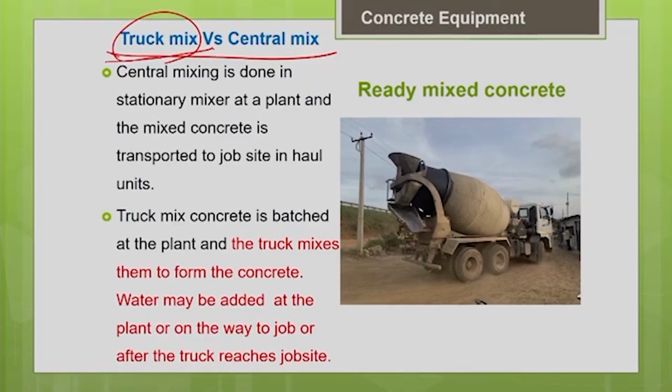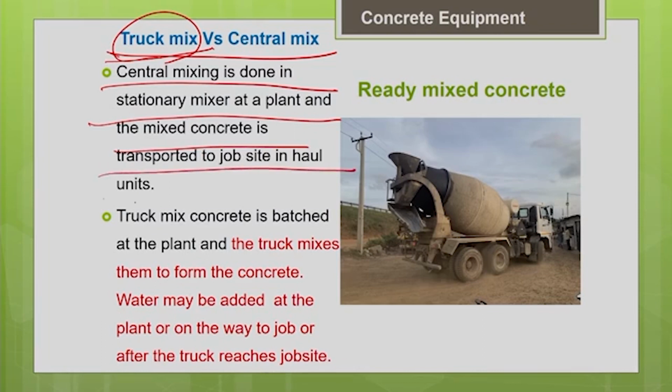Central mixing is done in a stationary mixer at a plant, and the mixed concrete is transported to the job site in haul units. Your truck mixed concrete is batched at the plant. Only the batching you do at the plant, and the truck mixes them to form the concrete. The actual mixing process happens in the truck only. That is called truck mix concrete.